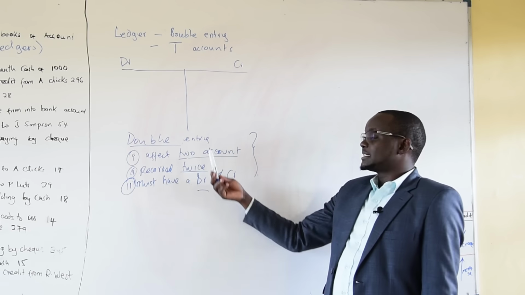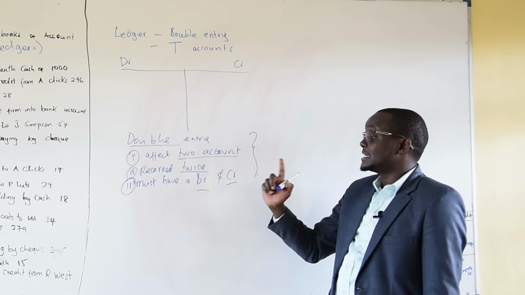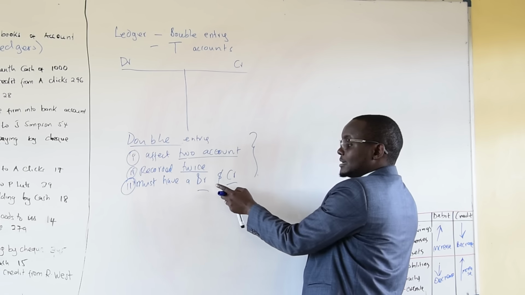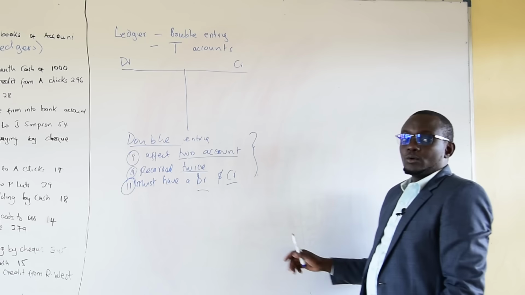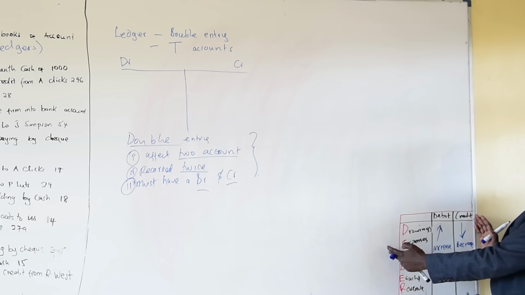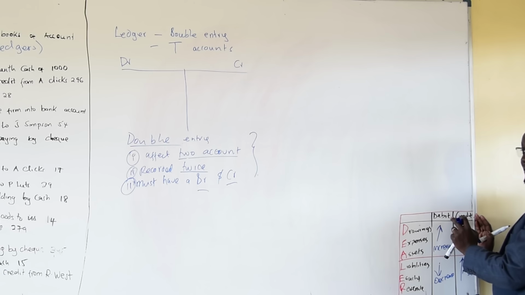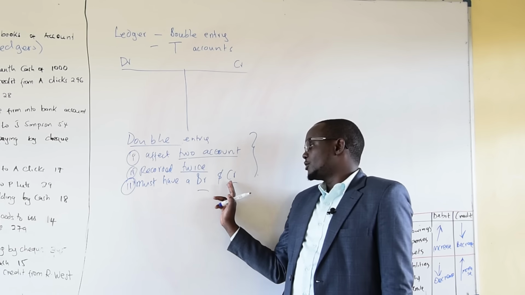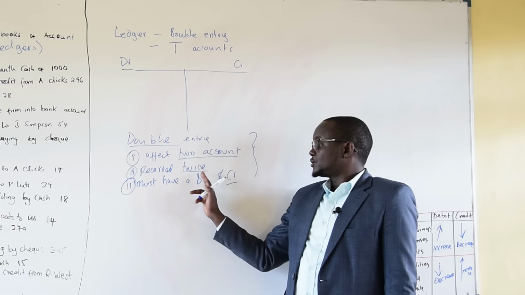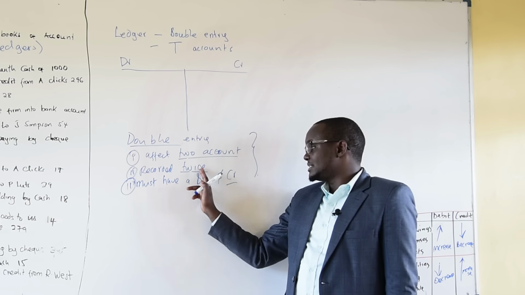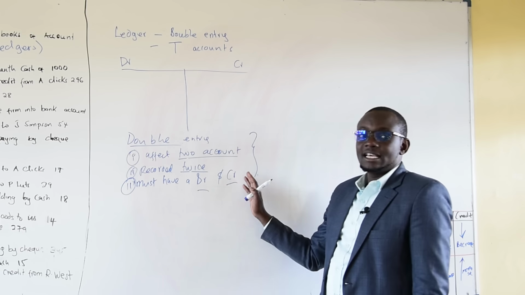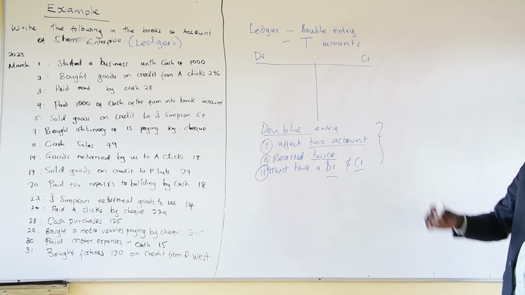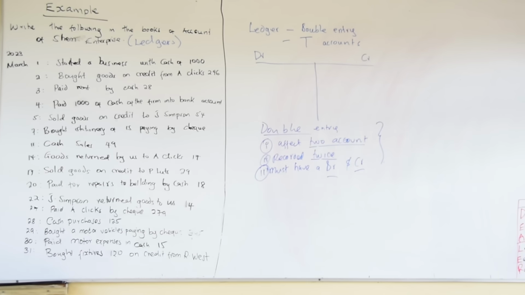It simply argues that every transaction that occurs in a business must affect two accounts, must be recorded twice, and must have a debit and a credit. We have already said what a debit and a credit are. So of the two accounts, one will be debited and the other credited. One recording will be on the debit, the other on the credit. That's why we say it's a double entry. I would want us to do an example and we see.